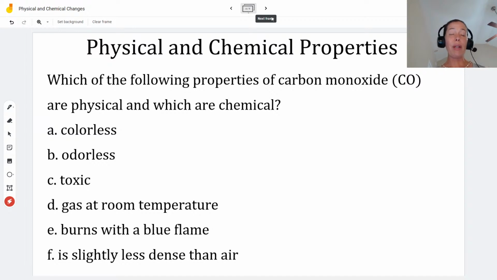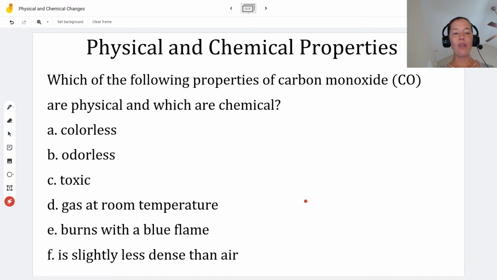I want to do a little bit of a different question. Which of the following properties of carbon monoxide, which is just carbon and oxygen bonded, are physical and which are chemical? So this is kind of a different way to think about it. Instead of identifying something as a physical or chemical property, we have a list for just one compound, one substance, carbon monoxide.